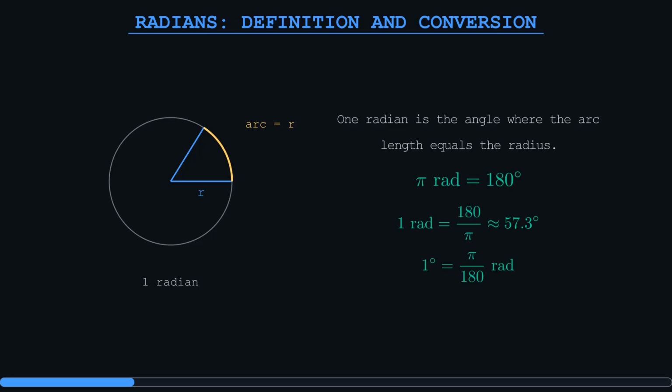A radian is a different way of measuring angles based on the radius of a circle. One radian is the angle created when the arc length equals the radius. Since the full circumference is 2 pi times the radius, a full turn is 2 pi radians, and pi radians equals 180 degrees. To convert degrees to radians, multiply by pi over 180. To convert radians to degrees, multiply by 180 over pi.